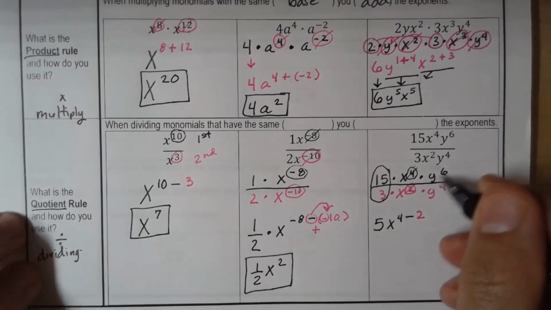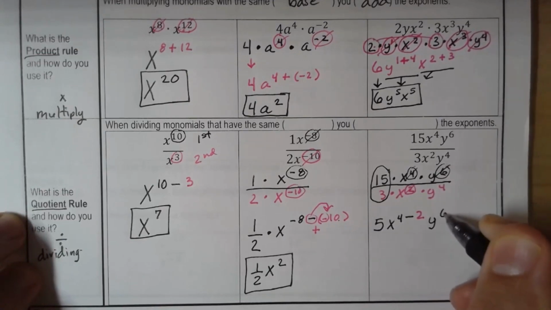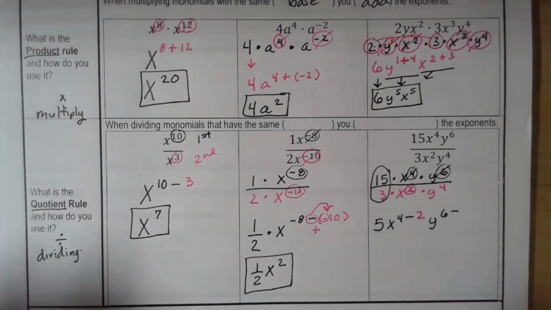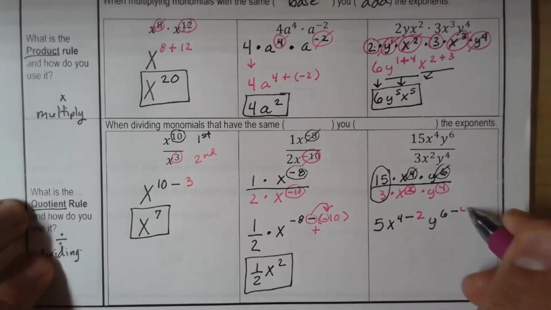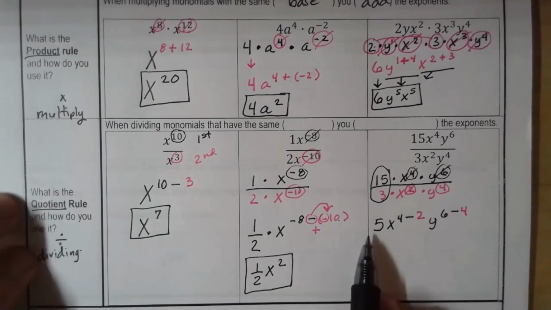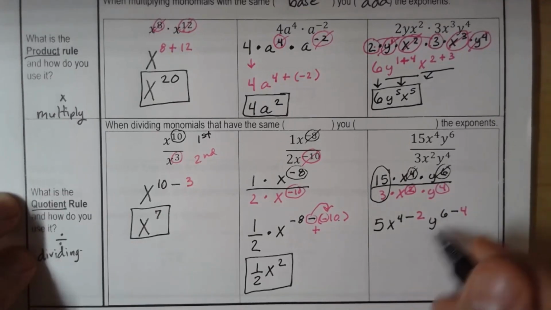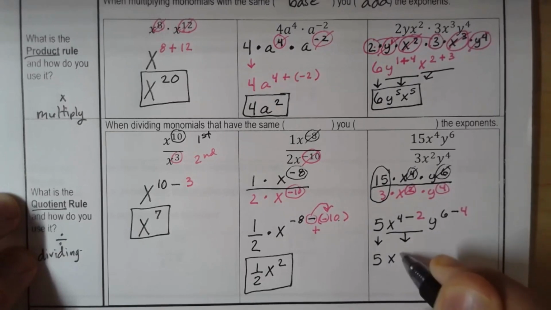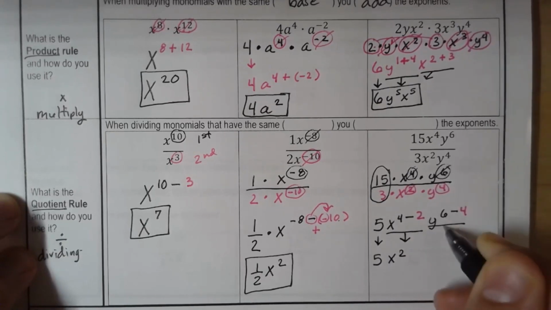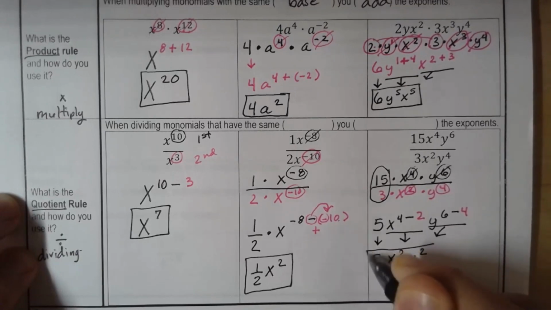And then we have this y to the power of 6. So I'm going to say, okay, times y to the power of 6 minus our denominator, which is y to the power of 4. So it's going to be minus 4. So now that I got this all written out, it's a lot simpler than what it was. I'm going to go ahead and finish doing this math right here. I'm going to bring down my 5. And then x to the power of 4 minus 2 gives me x to the power of 2. And y to the power of 6 minus 4 gives me y to the power of 2. And that is my final answer.